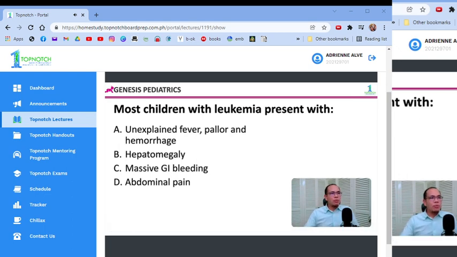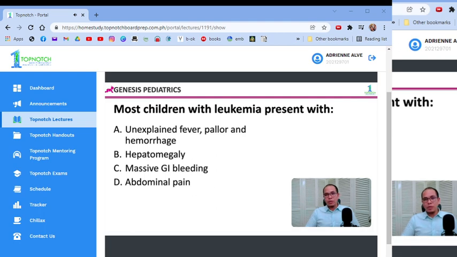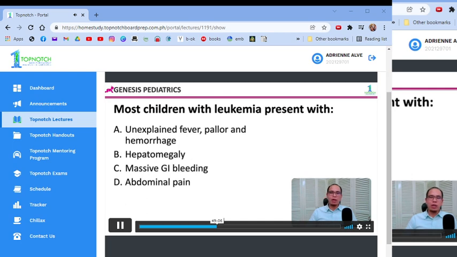Okay? So, dahil yung mga cells ng leukemia, guys, these are blast cells, they are immature cells, wala silang function. So, pag mababa yung red blood cell, they have pallor. Pag mababa yung platelet, they can present with bleeding. Pag mababa yung WBC, they're prone to infection, or because of the inflammatory cytokines produced by your tumor cells or your leukemic cells, you can also have unexplained fever.